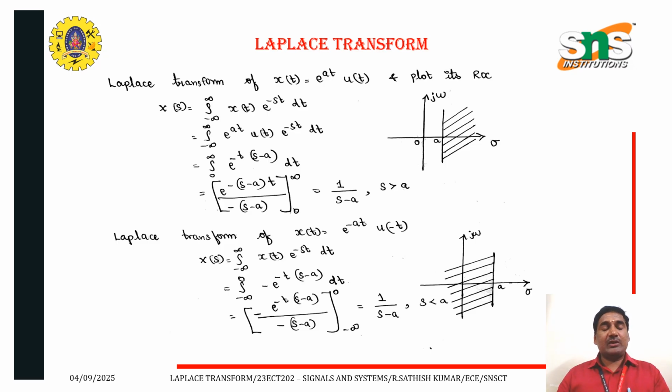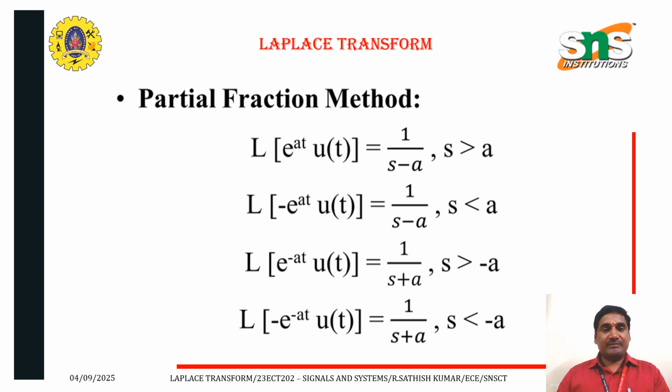Then x of t is equal to e power minus at into u of minus t. Similarly, we can get the function by applying the formula. We can get the result as 1 divided by s minus a, where s should be less than a. Therefore, the Laplace transform is 1 divided by s minus a, and the region where s is less than a, the shaded part, is nothing but the ROC.